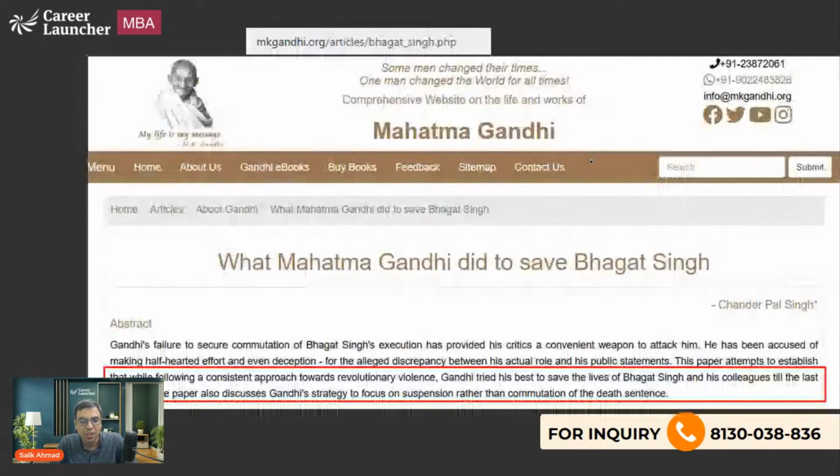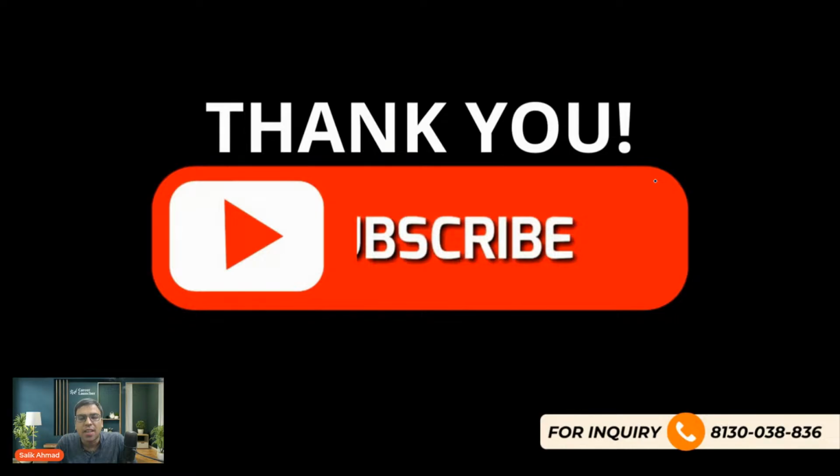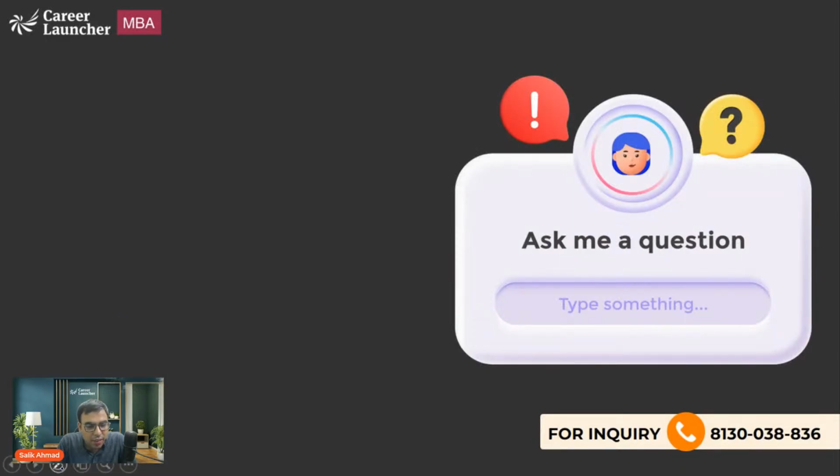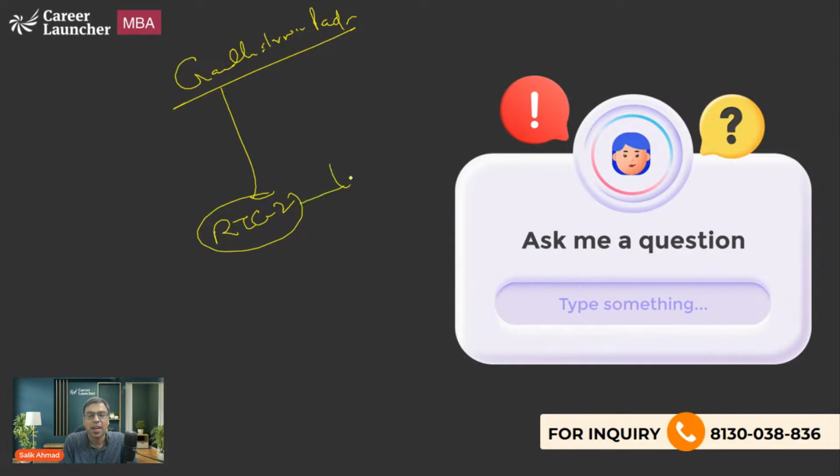Okay, so that is what you should be knowing. Then there is also an article on Gandhiji's website, what Mahatma Gandhi did to save Bhagat Singh. So these were some of the things. Okay. So there are two opinions. Some say yes, Gandhiji tried his best. Some people say no, he should have done much more to save him. Okay. So this is how the civil disobedience movement got stopped by Gandhi. And after that, Gandhiji went for roundtable conference 2, which happened in London in 1931, the same year, somewhere around September, November. Okay.